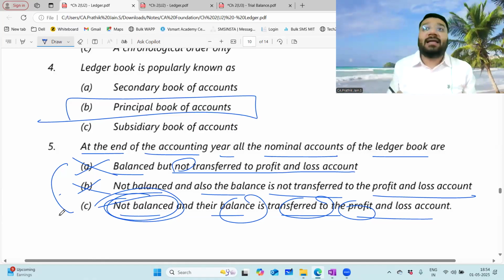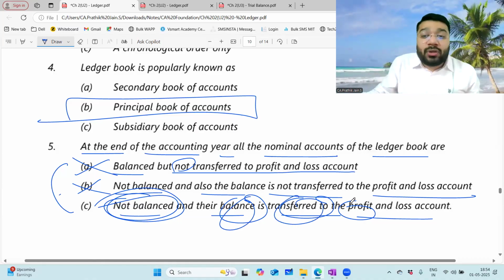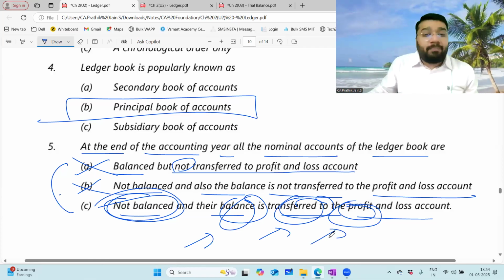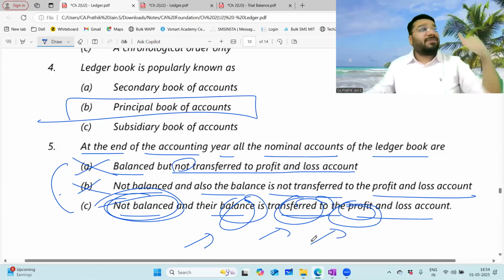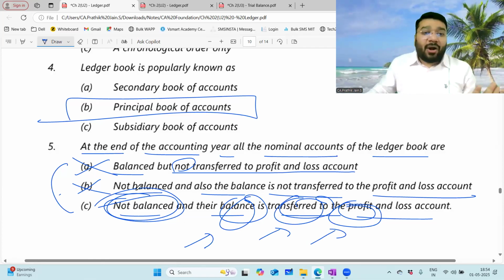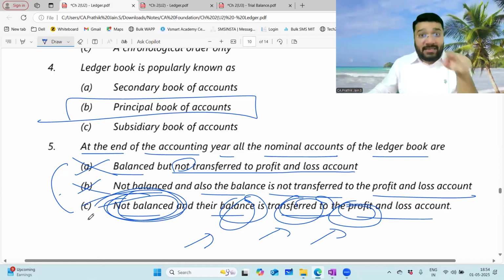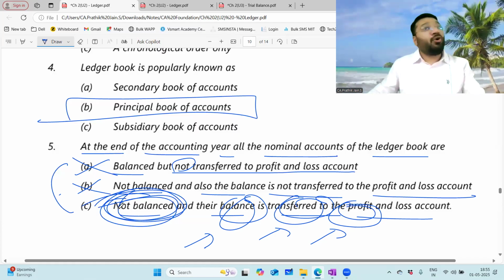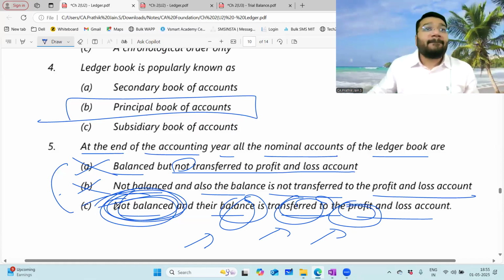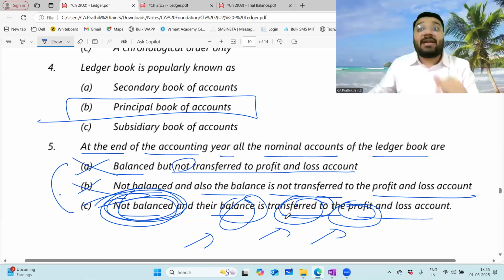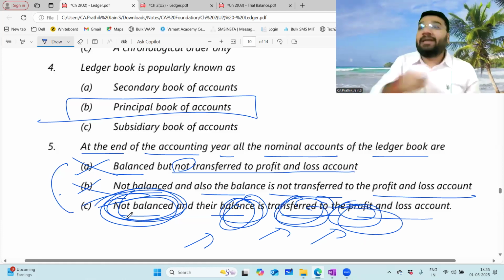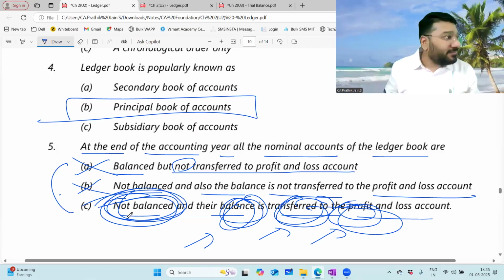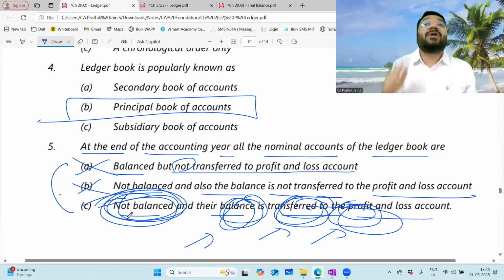So even the nominal accounts are balanced, but later the balance is transferred to the P&L. Look at the word: the balance is transferred to P&L. Without balancing, how is the balance transferred? He said not balanced. This statement itself is contradictory. If you don't balance it, you will not get the balance. But in the very next line it says the balance is transferred to P&L. Without balancing, how will you get the balance? And how do you know that this balance should be transferred to P&L? So balancing has to be done and it has to be transferred to P&L.